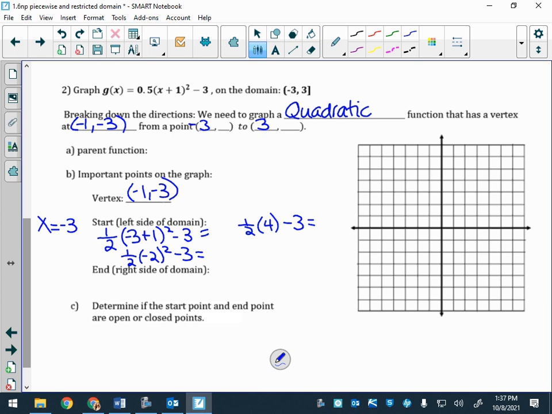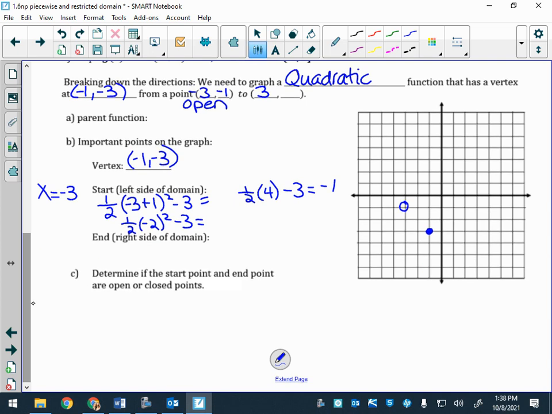Okay. What do we get for a corresponding y value for -3? Wes? -1. Good. And at -3, -1, is that going to be an open or closed circle? Go ahead, Wes. Open. Good. So far we know -3, -1 is open. We also have to do the other side, which most of you have probably started already.